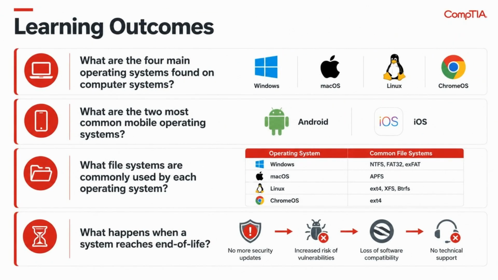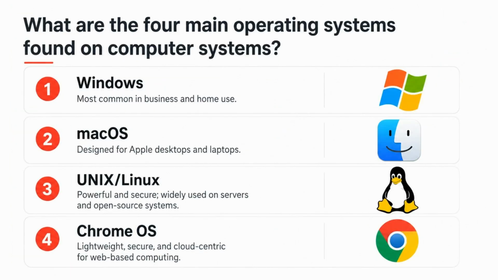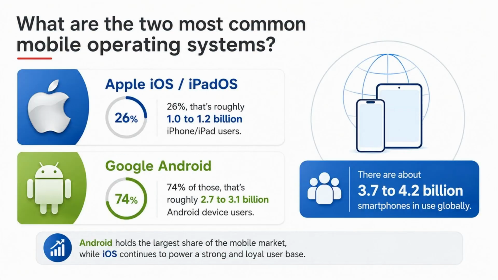First, we look at the 4 primary desktop operating systems: Windows, which dominates business and home use, Mac OS for Apple hardware, Unix and Linux for servers and open source environments, and the cloud-centric Chrome OS. Mobile platforms are dominated by 2 major players. Apple's iOS and iPadOS hold about 26% of the market, while Google's Android accounts for roughly 74%, totaling billions of users worldwide.